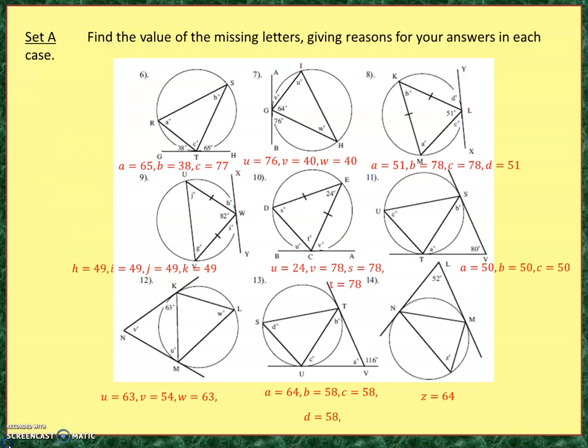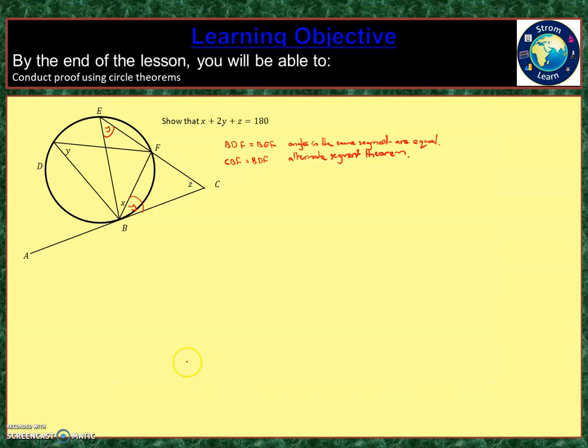Right, so if I look at triangle BEC, I know that x plus y plus z equals 180 degrees, because angles in a triangle sum to 180 degrees, and then x plus 2y plus z equals 180 degrees, which is what I was trying to show. So there we go, we're done.